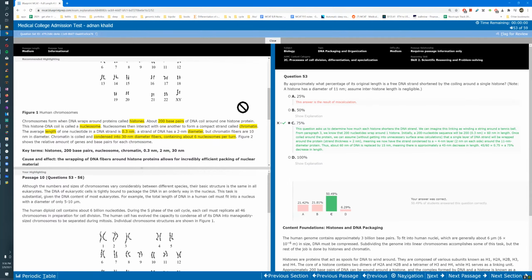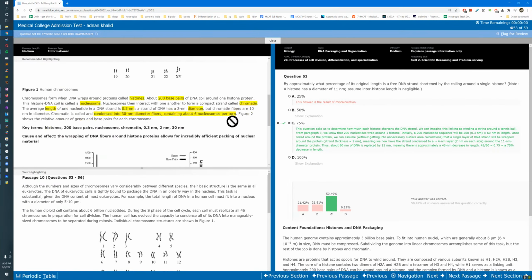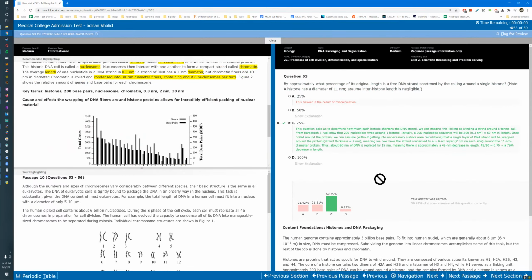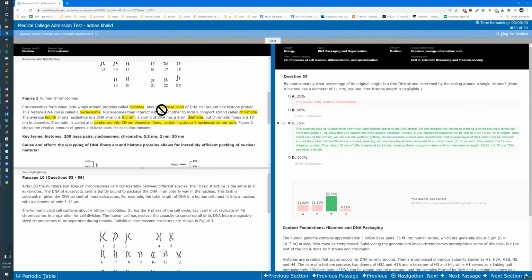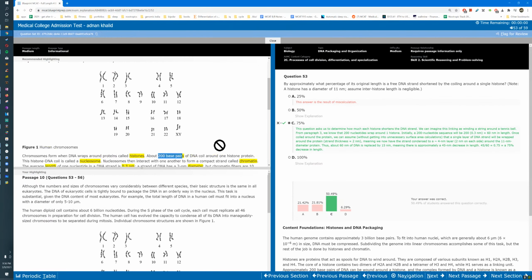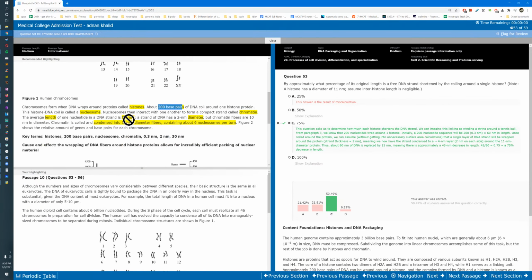DNA wraps around a histone. They don't really have a good picture of it here. It wraps around a histone, and it's 200 base pairs, right? If a nucleotide is 0.3 nanometers, you just multiply this by that. Think of it as 3 times 2, which is 6, and then add the decimal places. So you get 60 nanometers, essentially.